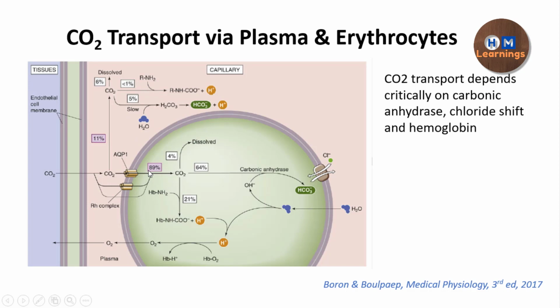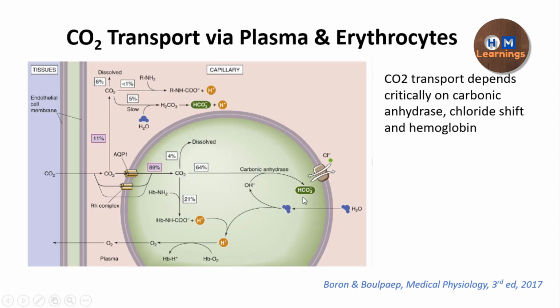Now when we talk about the transport of carbon dioxide by the RBC, 89% enters inside the RBC. After this, 4% is in a dissolved form and 64% is converted into bicarbonate with the help of an enzyme called carbonic anhydrase. Now this enzyme is exclusively present in the RBC and not in the plasma, and that is why here the reaction catalyzing the conversion of carbon dioxide into bicarbonate is very rapid.